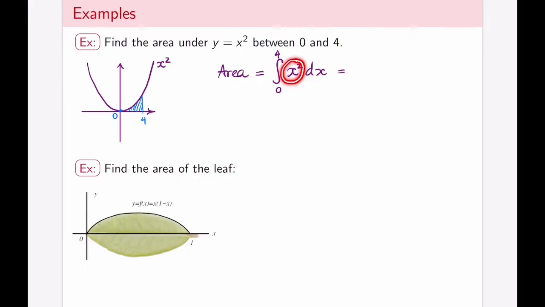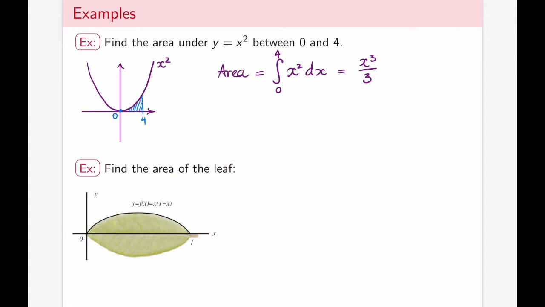Now, this one is an easy one. It's x squared. So this is just a power rule. I'm going to add 1 to the power and divide by that number. So x cubed over 3. Now recall that it can be any antiderivative. So I'm going to assume that it's the most convenient antiderivative, the one that has c equal to 0.